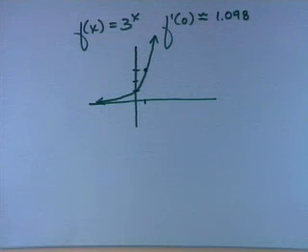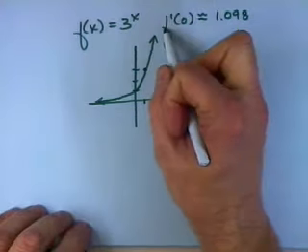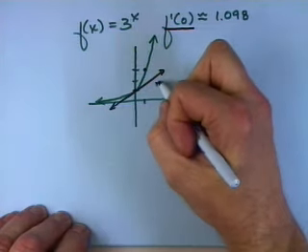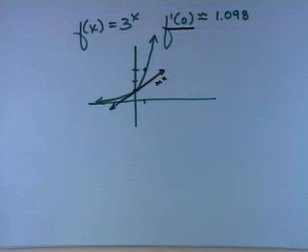So on this curve, y equals 3 to the x, which looks something like that, a little steeper than y equals 2 to the x, and in fact a little steeper than y equals e to the x. We just found the derivative at 0, which should be the slope of the tangent line. So what should the slope of that line be approximately? 1.098, right? I don't know how accurate my diagram is, but that's a rough picture of what we just found.